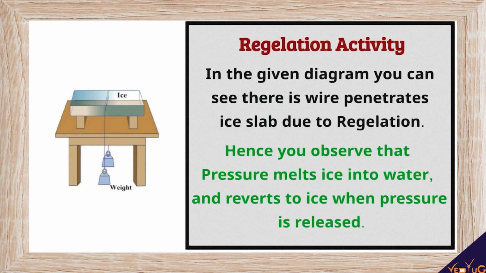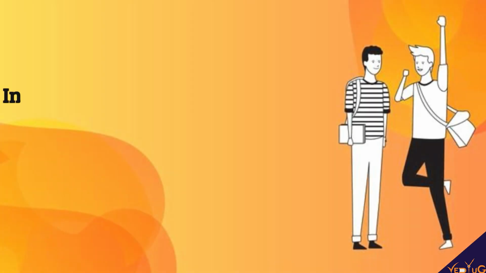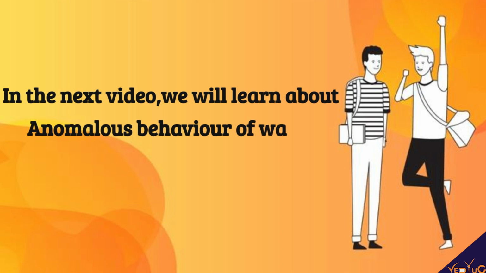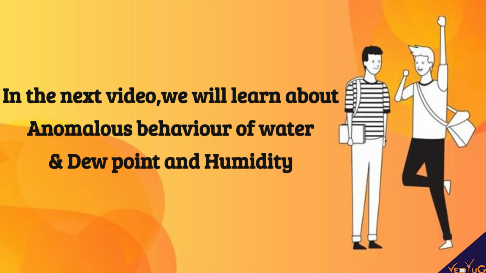So friends, this was all about latent heat and regelation. So dear friends, we learned about some interesting and basic things about heat. So friends, in next part of the video, we will cover the remaining portion of this chapter, in which we will learn about anomalous behavior of water, dew point and humidity.